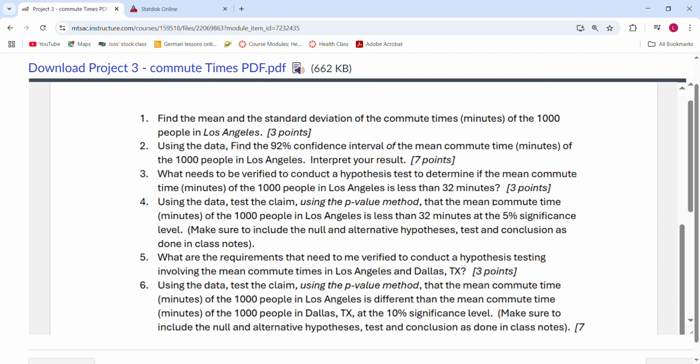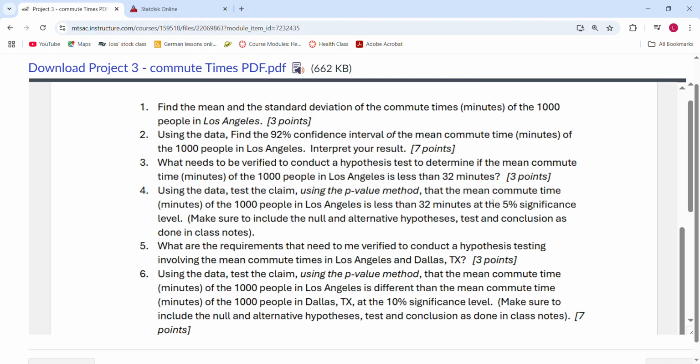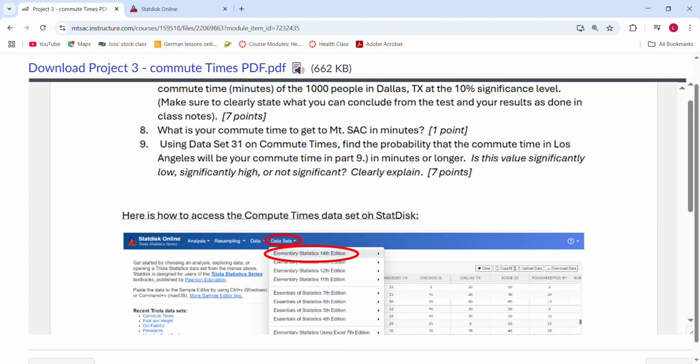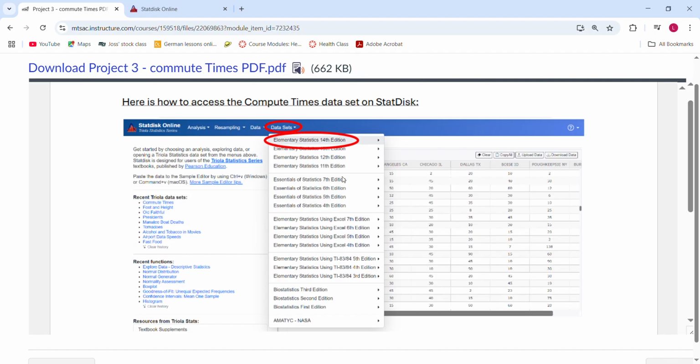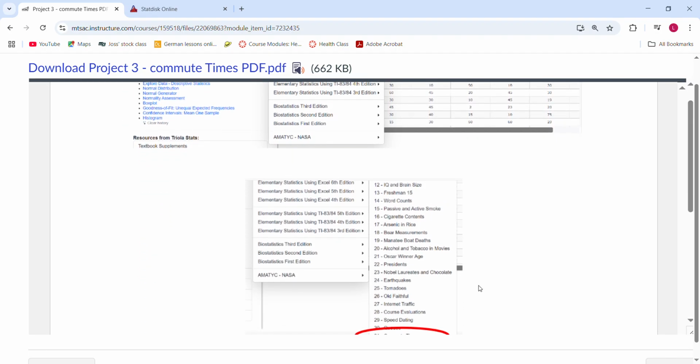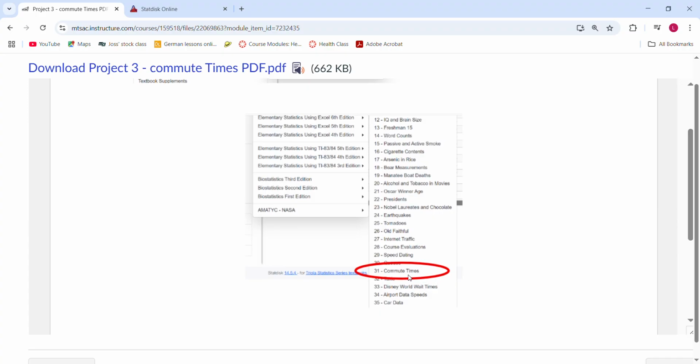So the first thing is that we have number 1, which again needs us to use StatDisk, says find the mean and the standard deviation of the commute times in minutes of the people in LA. So for this, you need to first download all the data, and that is talked about after all of these problems. And so it shows you here to go to Datasets, Elementary Statistics 14th edition, and then you're going to have to scroll all the way down to data set 31, which is on commute times.